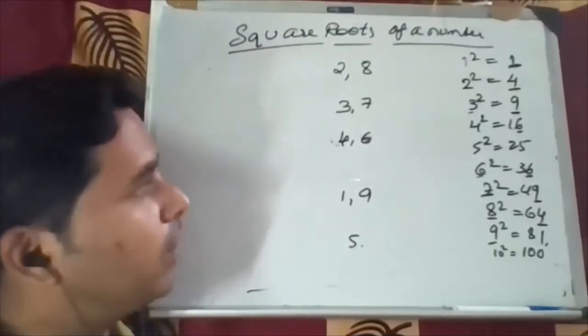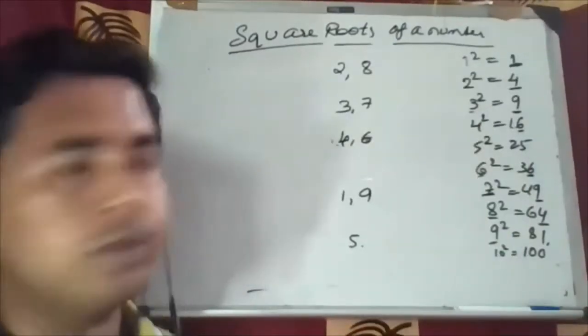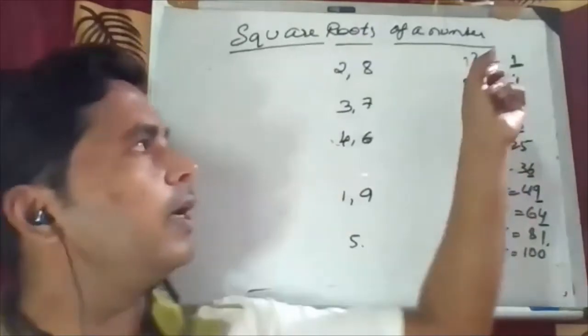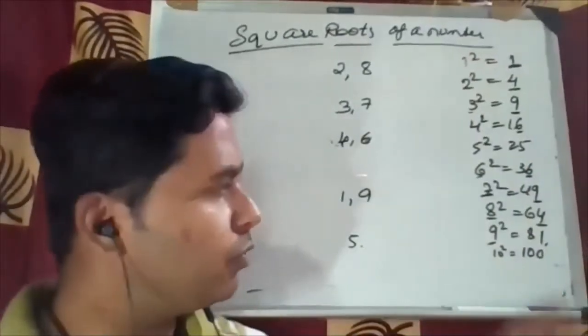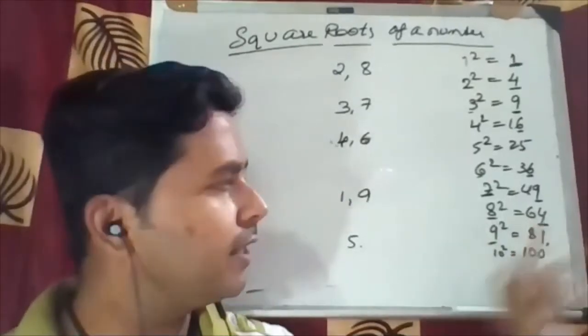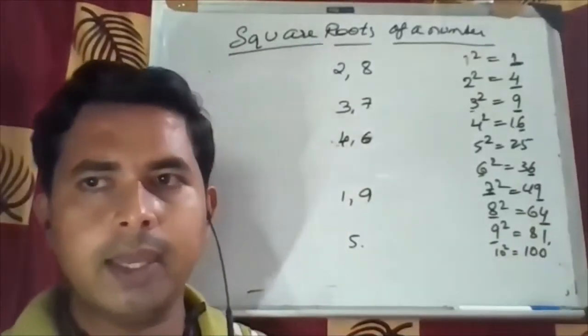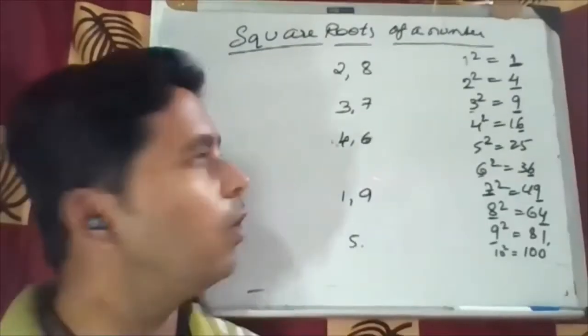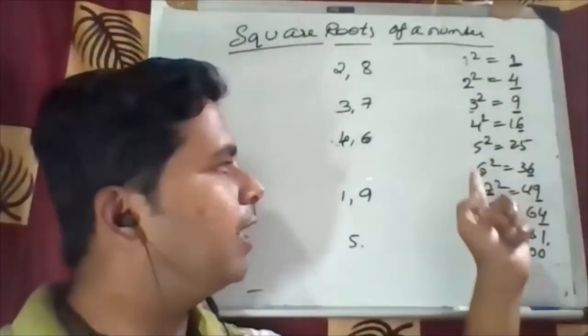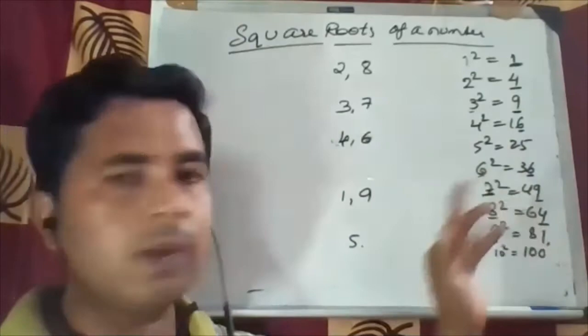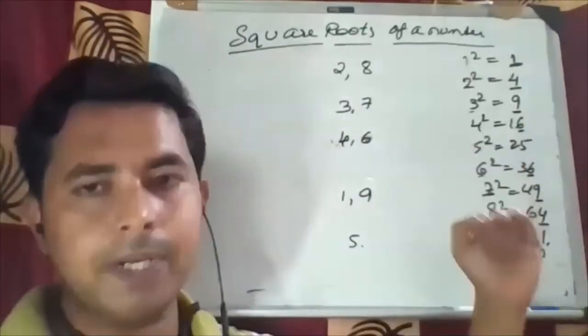Now what I am going to tell is that those unit digits are repeating. If you square 1, you'll get unit digit 1. If you square 9, you'll also get unit digit 1. If you do 3 square, you'll get unit digit 9, and if you do 7 square, you'll get the same digit. So they are repeating in their unit digit.